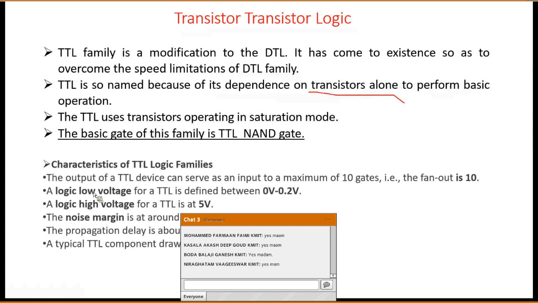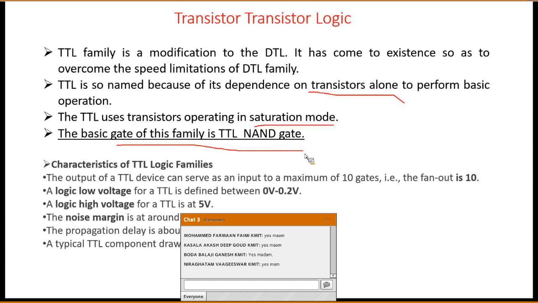No diodes are being used. And the third point, TTL uses transistors operating in saturated mode. Saturated mode is the on switch. And the basic gate of this family is the TTL NAND gate.